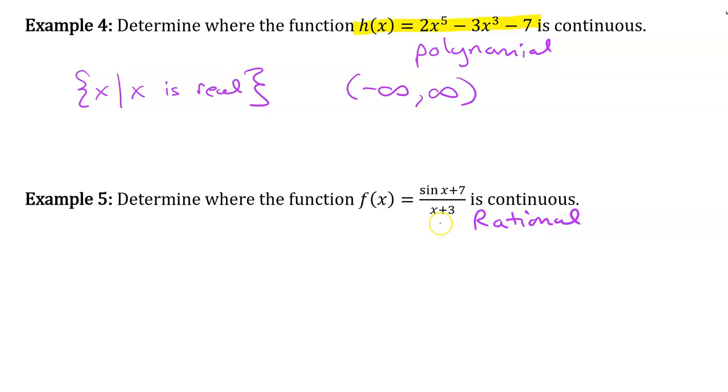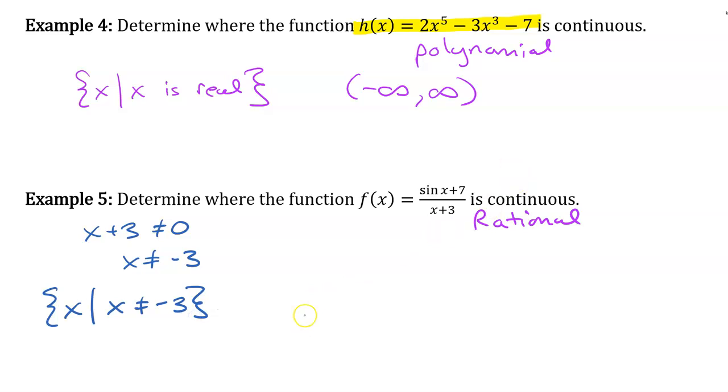Well, if we remember our college algebra, we set our denominator not equal to 0 and solve. So x plus 3 does not equal 0, so x does not equal negative 3. And we can write that two different ways. It is discontinuous at x equals negative 3, or it is continuous where x does not equal negative 3. Depends on how you want to look at it, but both are the same general idea.